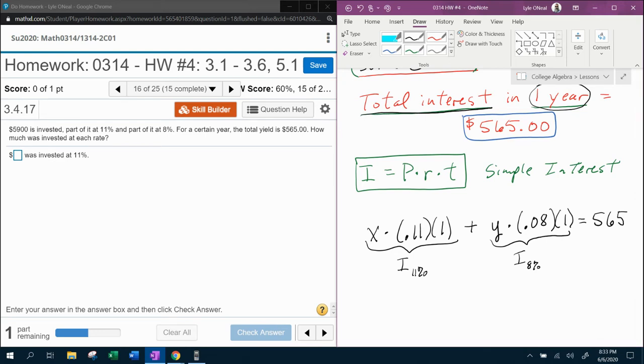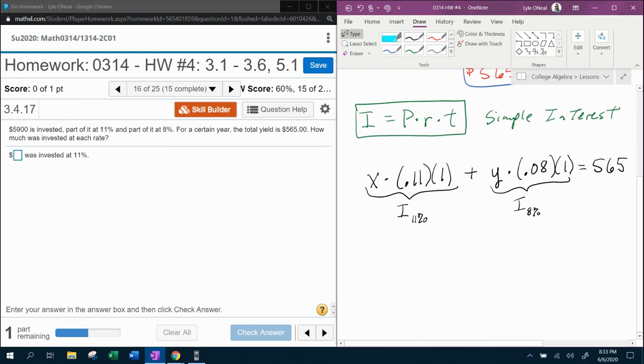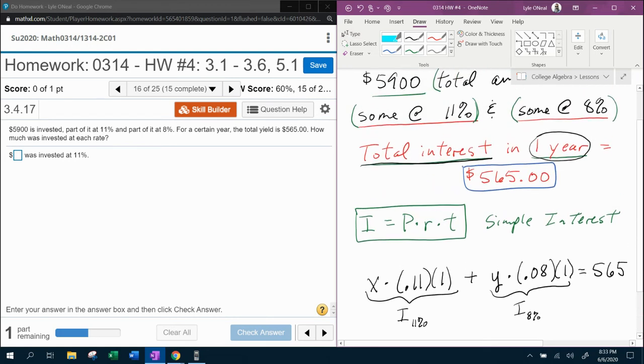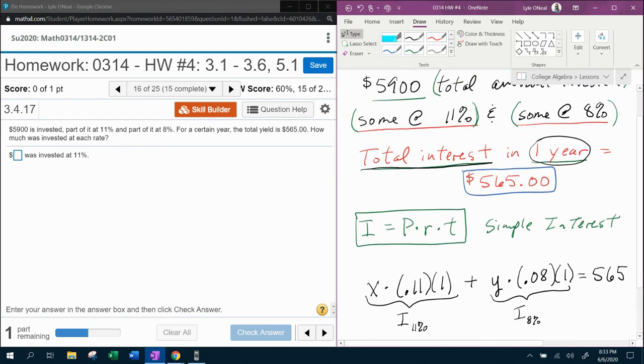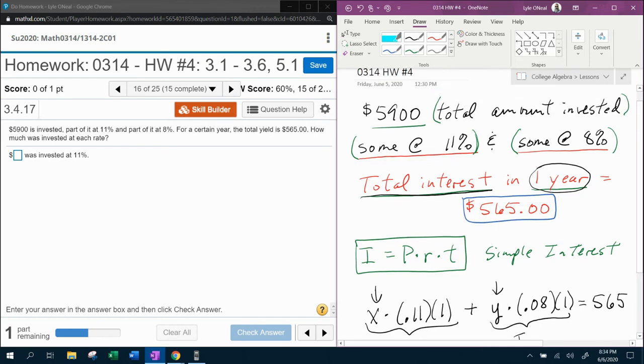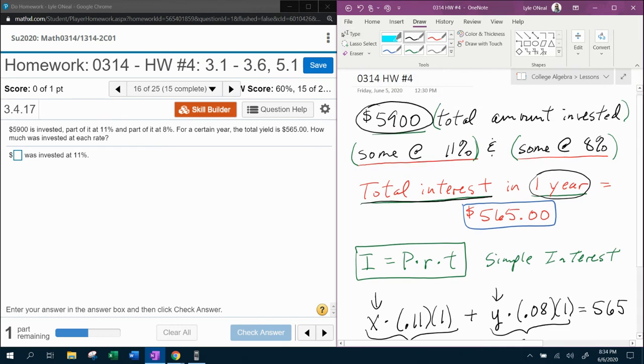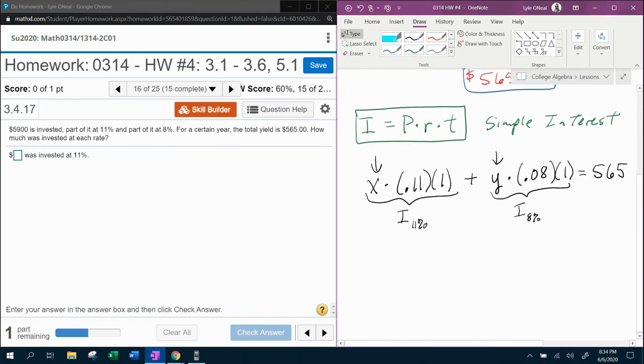So I'm going to need another equation to solve. The number of variables you have indicates the number of equations necessary to solve for the variables. So there is one other equation. Can you think of what it might be? Remember, what do X and Y represent? Those variables represent the amount in each account, and we know that we invested a total amount of $5,900. So the other equation is X plus Y equals 5,900.